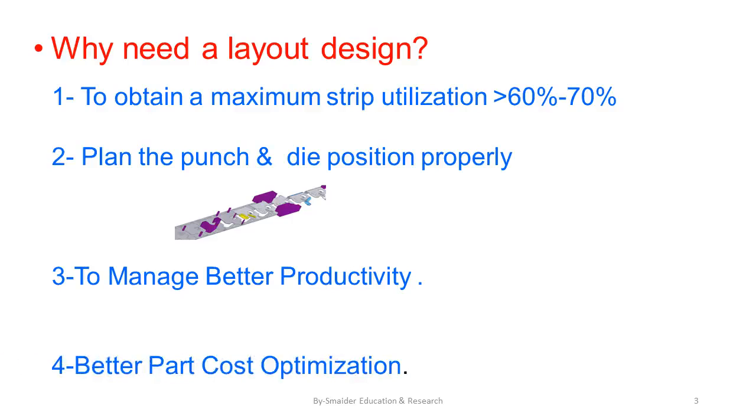Better part cost optimization. What does it mean? Part cost means it's all about money. If your man, machine, material is used properly, then you can get an optimized part cost. Otherwise you are going to create a big mess for yourself and for your company. So that's why you need to do a perfect layout. Maybe not one time, you do 5 layouts and pick the best one by your experience.